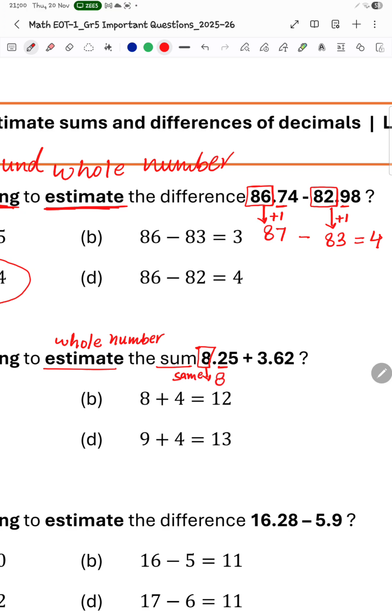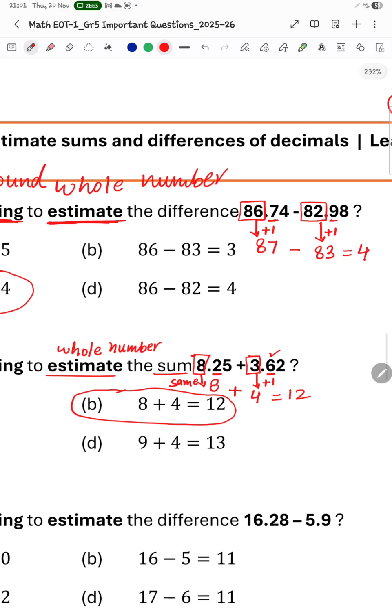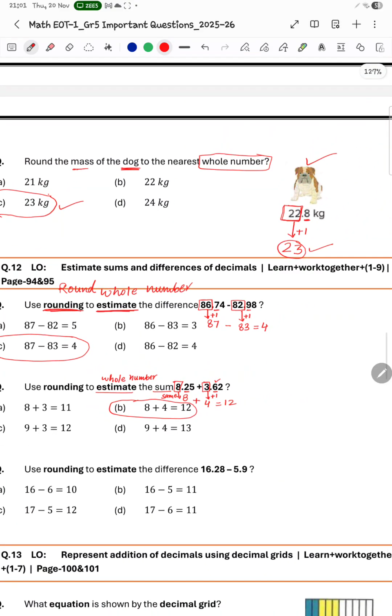So, 8 only. Now here put the whole number in the box. Look at the next digit. It is 6. 6 is good, so it will give plus 1 to the box. So 3 will become 4. So my answer will be 8 plus 4 equals 12. So which option has this? Yes, option number B. 8 plus 4 equals 12 is the correct option. Okay.